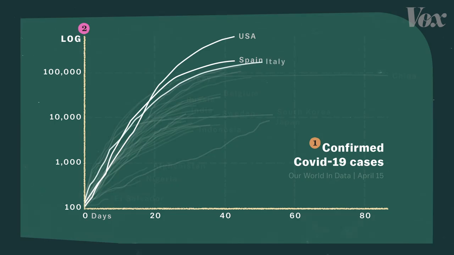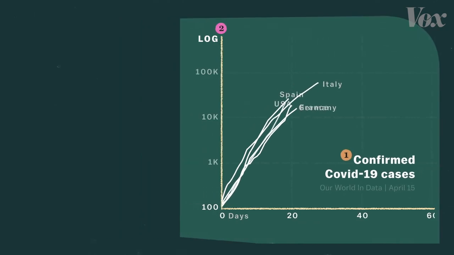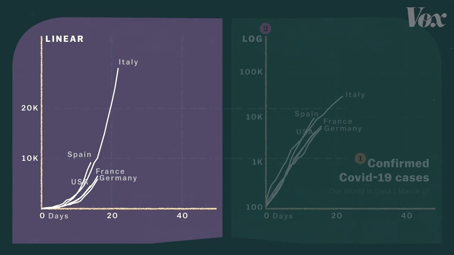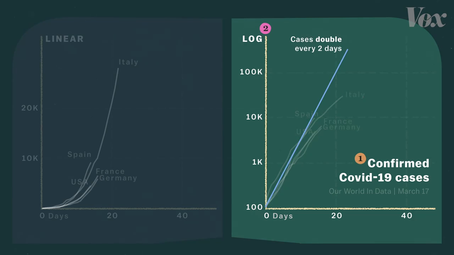Well, let's take the 5 countries with the largest outbreaks right now and rewind them back to March 17th. On a linear scale, it looked like things were pretty bad in Italy, but the others were doing better. The log scale offered a much clearer warning. We were all on the same path of exponential growth. It's the nature of infectious disease that numbers get big fast, so it makes sense for numbers to get big fast on the chart too.